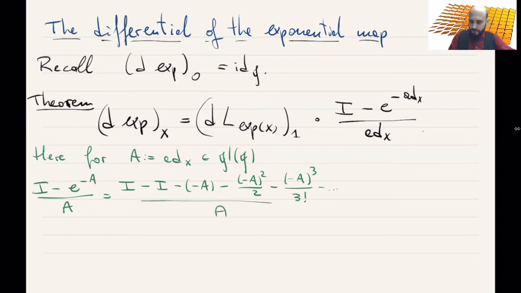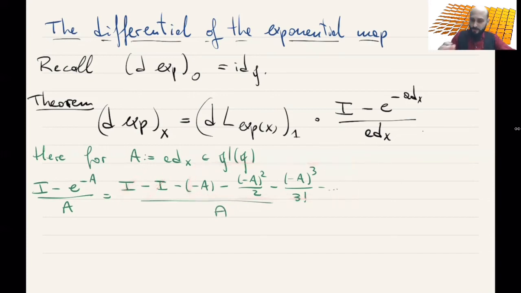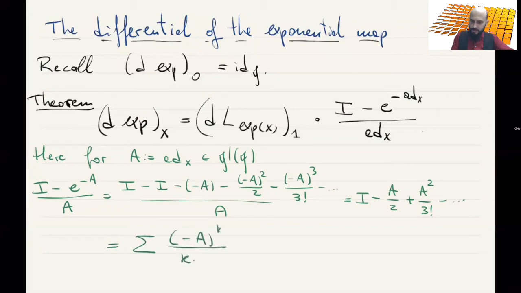Okay, now as you see, the identity goes away, and then everything is a power of a. So just divide by a, and what you have is, the first one is plus the identity, then minus a over 2, then plus a squared over 3 factorial, minus, and so on. So as a series, we can write it as the sum of (minus a) to the k divided by (k plus 1) factorial.